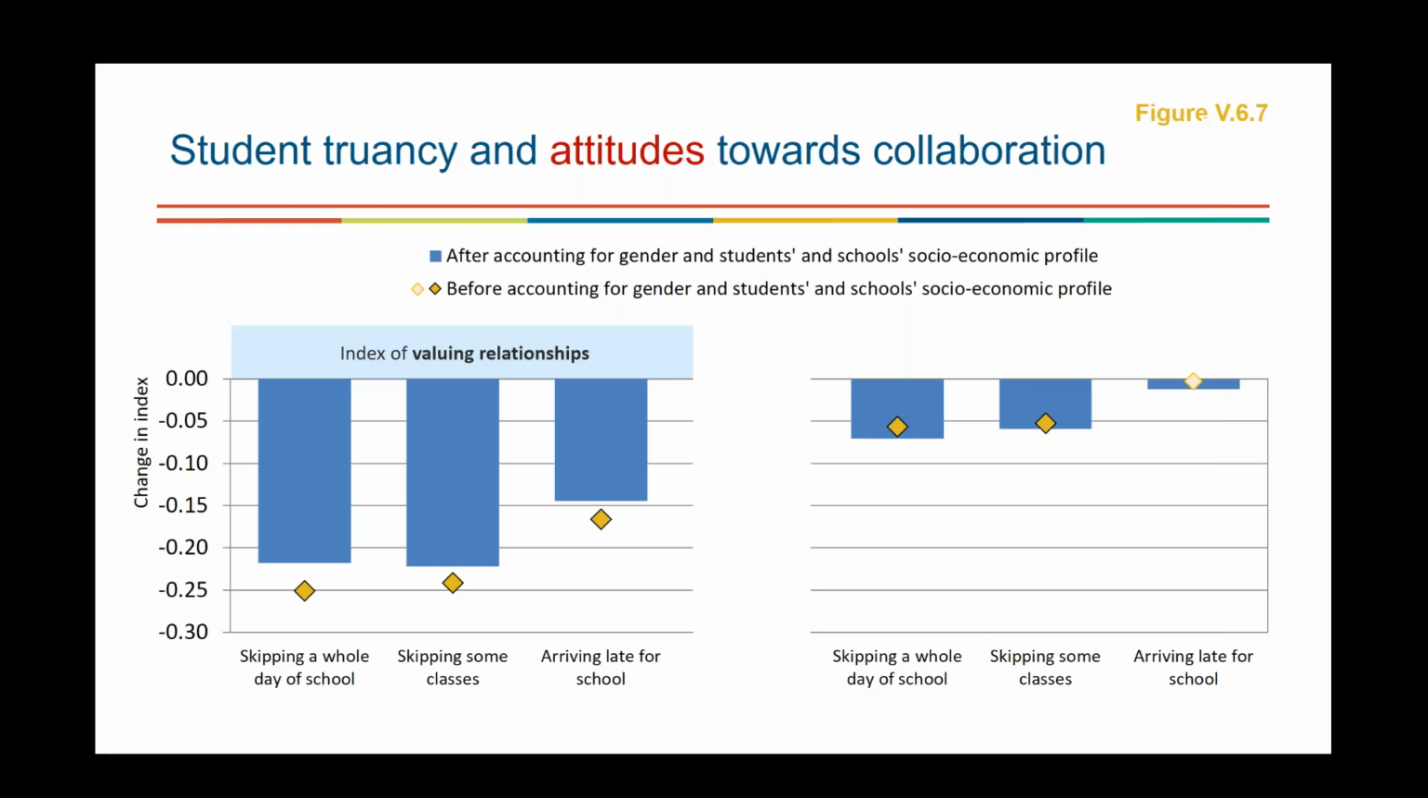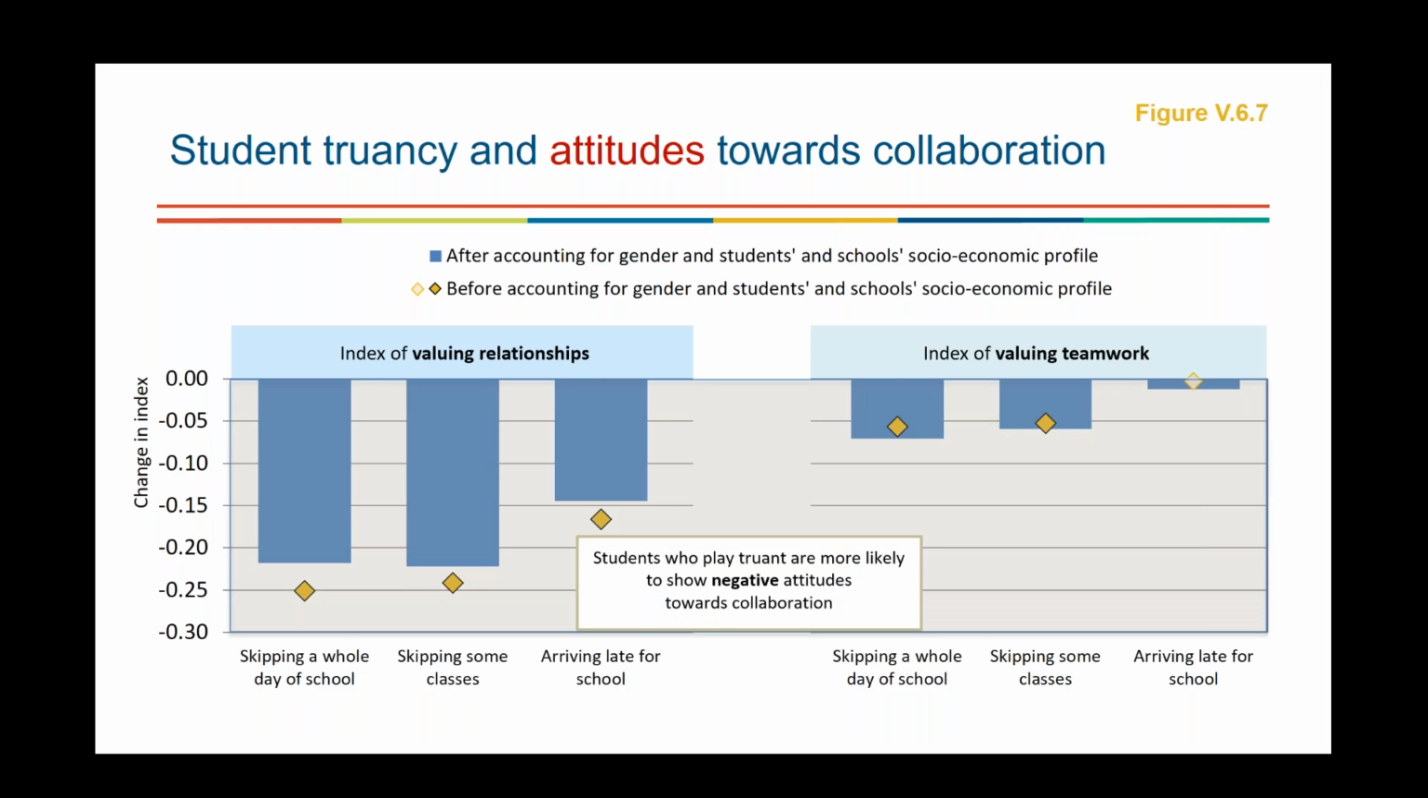But it gets more interesting. Now, truancy. You could see where students said they were skipping a whole day of school, typically they reported more negative attitudes towards relationships. Where they skipped some classes, same thing. Where they arrived late for school, same thing. And on the teamwork dimension, skipping a whole day of school tended to be also negatively related to positive attitudes to teamwork, skipping classes, arriving late for school, same story.